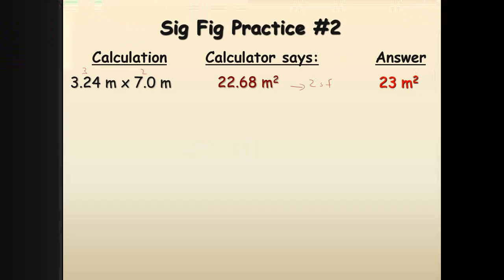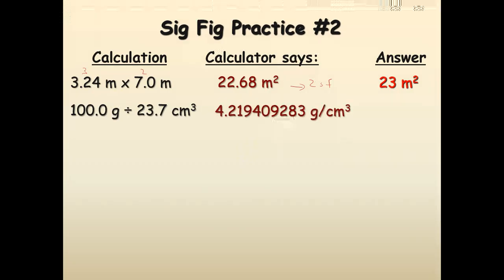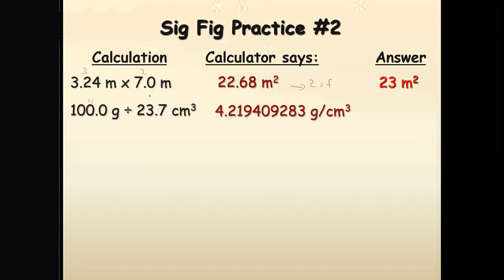What if I wanted to do that density thing? 100 grams divided by 23.7 centimeters cubed. My calculator gives me this. Oh, wow, that's yucky. So this has 4. This has 3. The lesser number between 4 and 3 is 3. So I have to round my answer to 3 sig figs. And I get 4.22 grams per cubic centimeter.